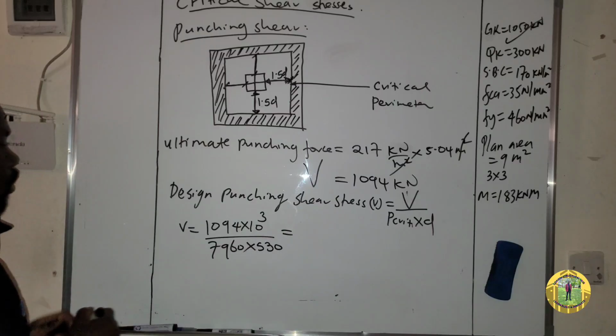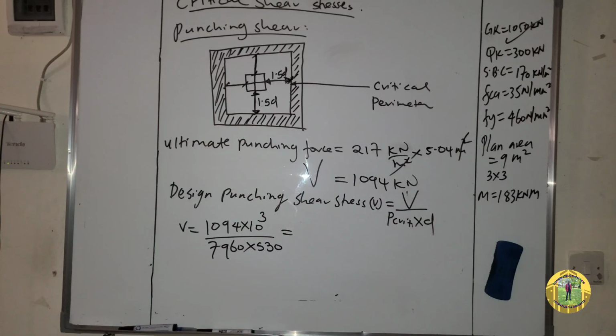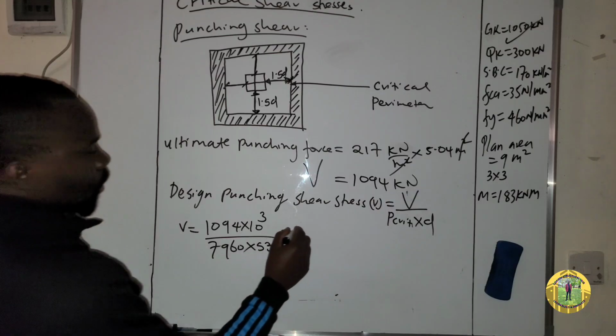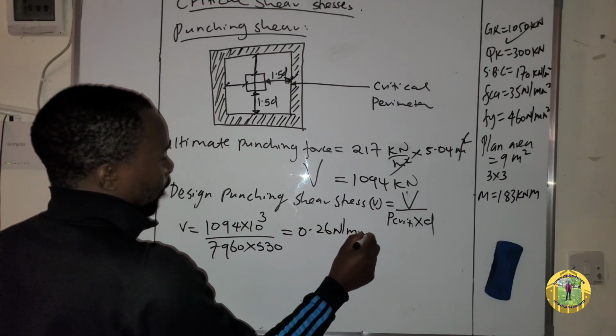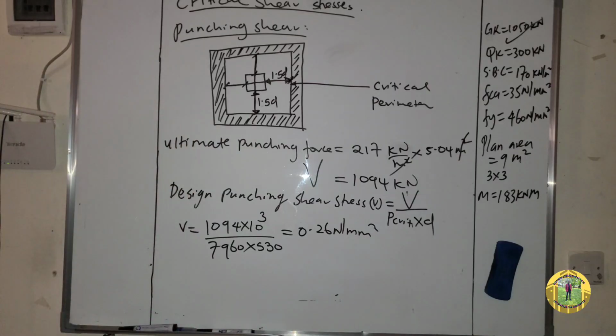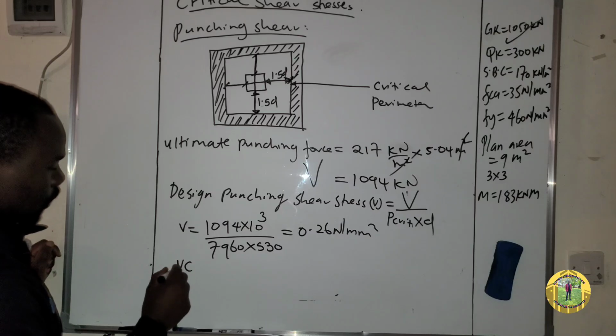So this one is equal to 0.26 Newton per millimeter square. So this is our design punching shear stress. And then the shear stress in concrete.